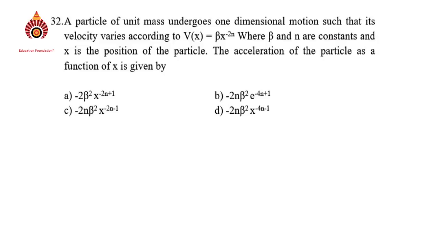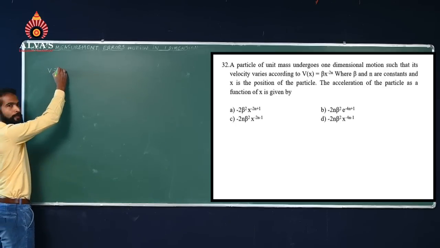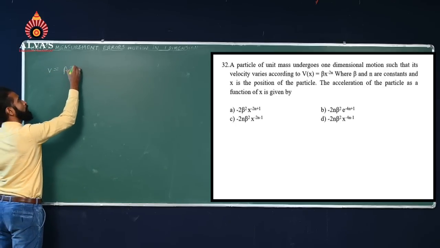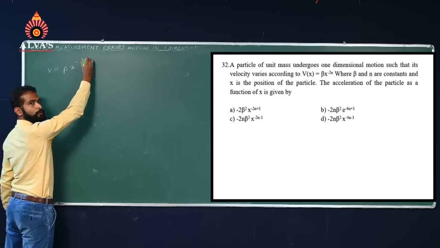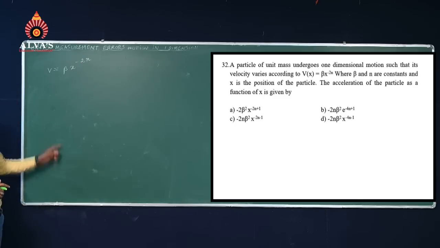Next, question 32. A particle of unit mass undergoes one-dimensional motion such that its velocity varies according to equation v is equal to beta x to the power minus 2n, where beta and n are constants and x is the position of the particle. The acceleration of the particle as a function of x is given by. So we have v is equal to, that is given in the question, beta x to the power minus 2n. We are supposed to find out the acceleration.